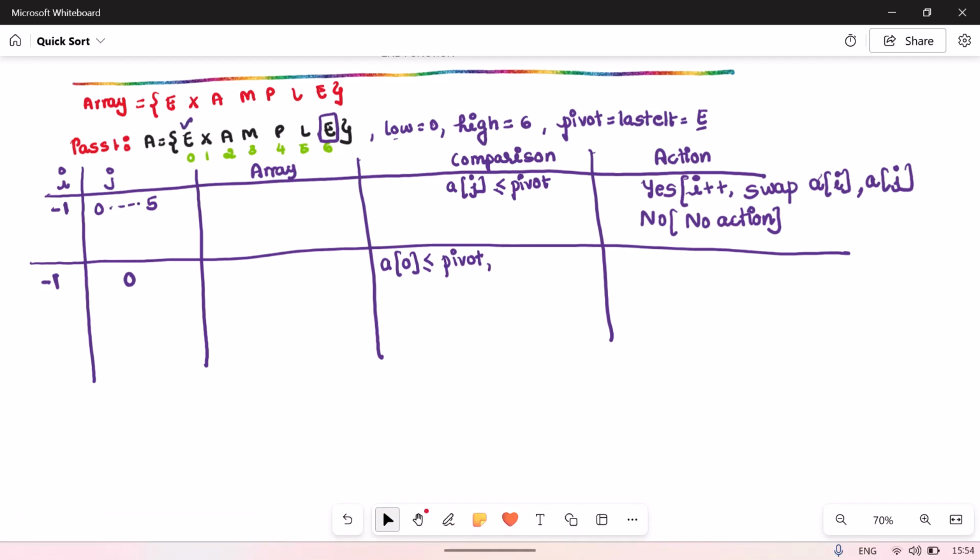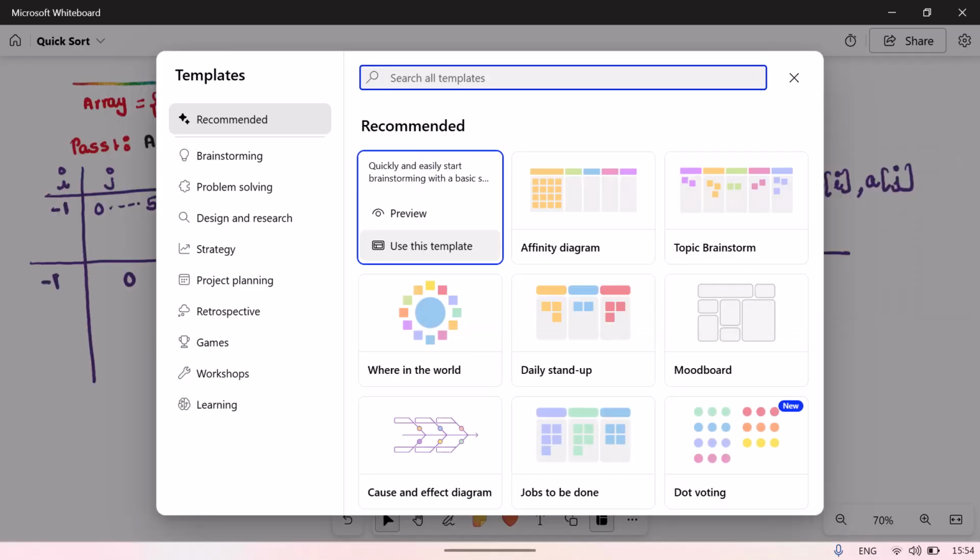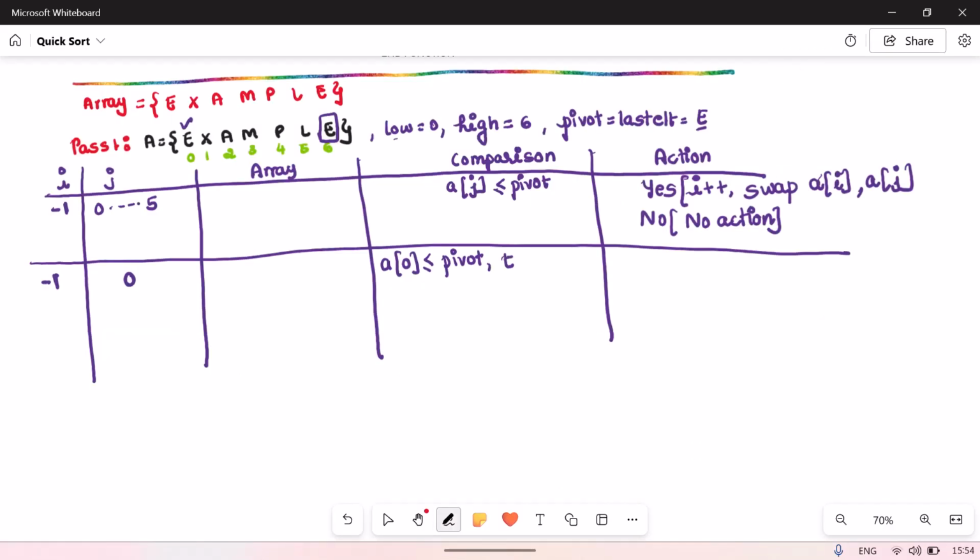See here. Is E less than or equal to pivot? Pivot is also E. So is it less than or equal to E? E is not less than E, but E is equal to E. See, that equal to condition is also there, right? So this becomes yes. Correct? E is less than or equal to E. Yes. So what are you supposed to do?